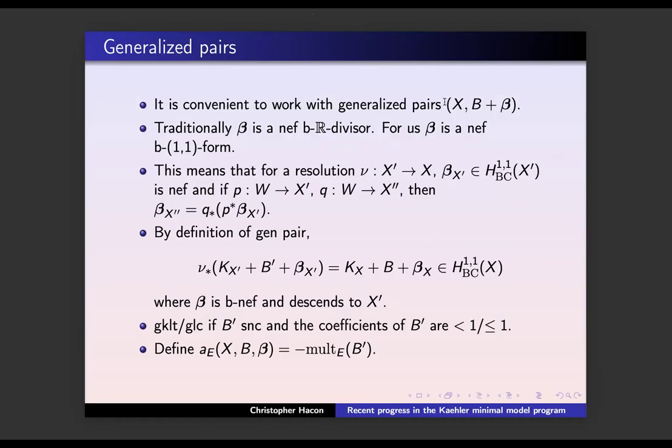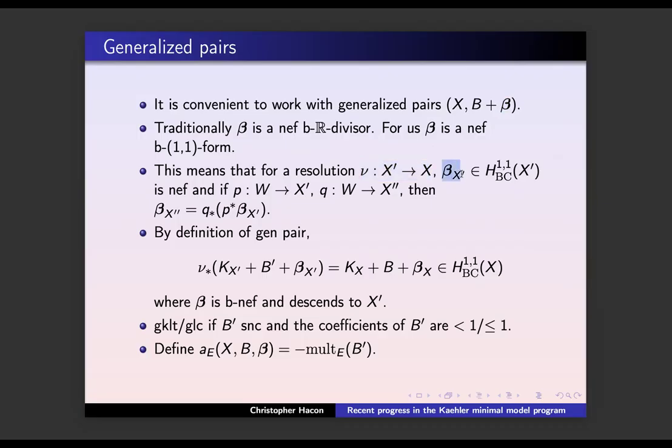Generalized pairs already appear in the projective category, but in that case, instead of using a (1,1) form beta or a b-(1,1) form beta, we use a b-divisor, usually denoted by N, a nef b-divisor. So let me get into the details a bit, so maybe it will tie into the more traditional case. So what's a nef b-(1,1) form? Well, this just means that we have some resolution.